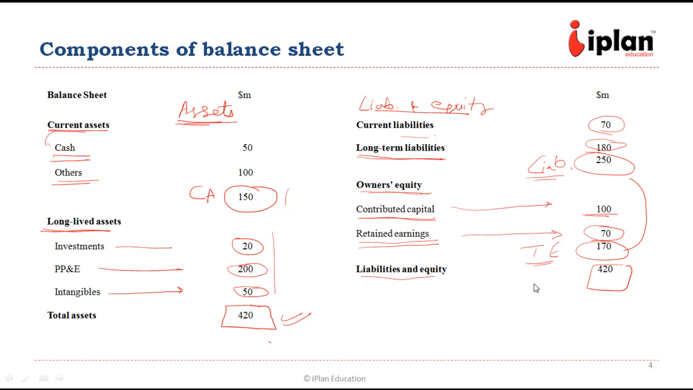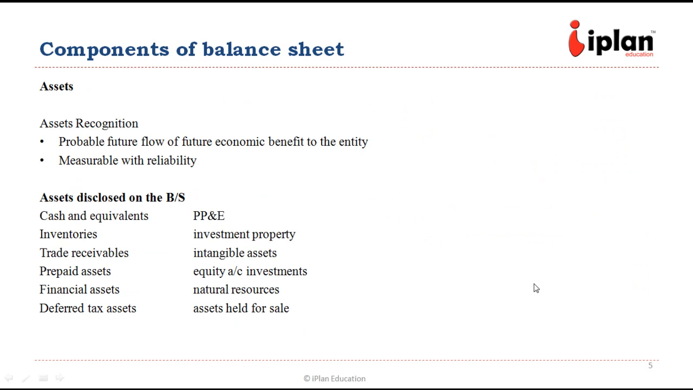Let us move to the next slide. We look at the assets recognition. The assets represent probable future flow of economic benefit to the entity, and it is recognized when it can be measured with reliability. So these are the types of assets which are disclosed on the balance sheet.